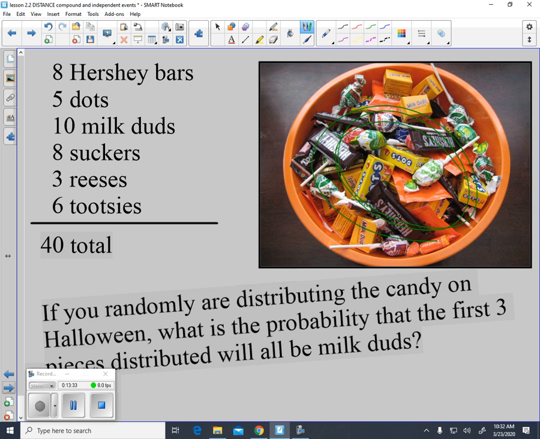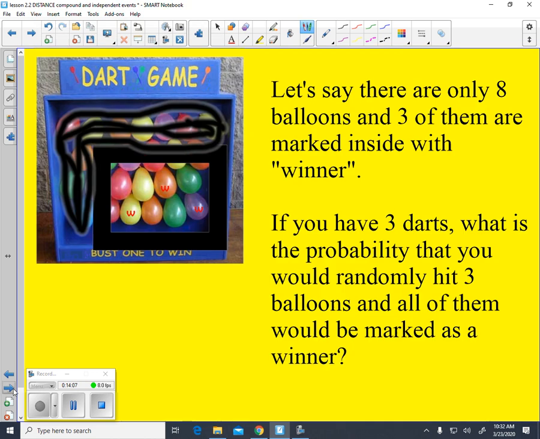Well, let's do it one at a time. What's the probability the first piece is a milk dud? Okay, 10 out of 40. What's the probability the second piece is also a milk dud? Don't forget now, you've removed 1. So now, out of the 39 remaining pieces, how many would be duds? Okay, 9. And then we'd have to do an 8 out of 38 also, right? Now, to save time in the video, I'm not going to multiply, but you really should multiply these together, and you'd get your probability that all 3 pieces will be milk duds.